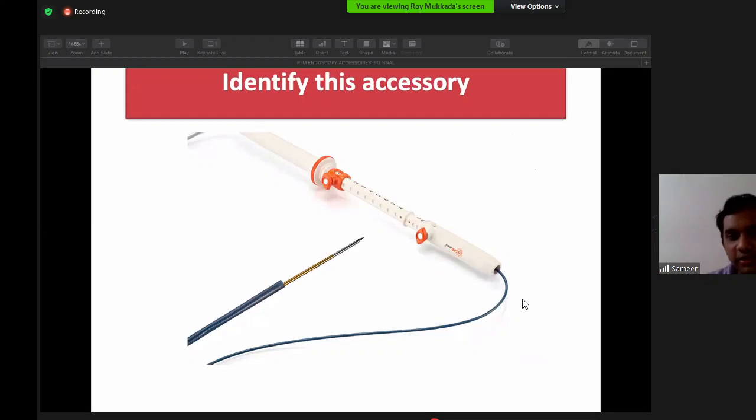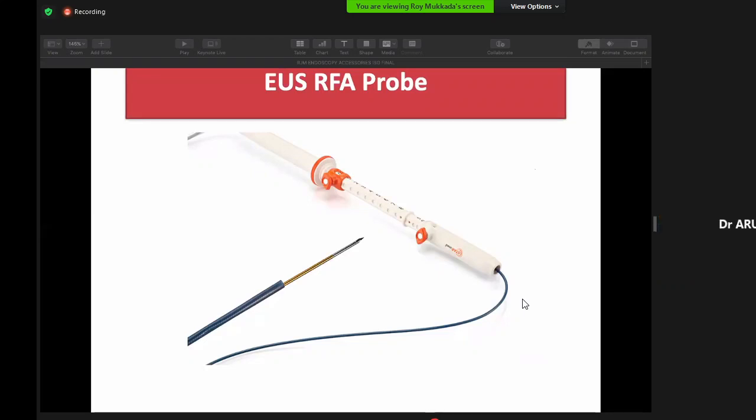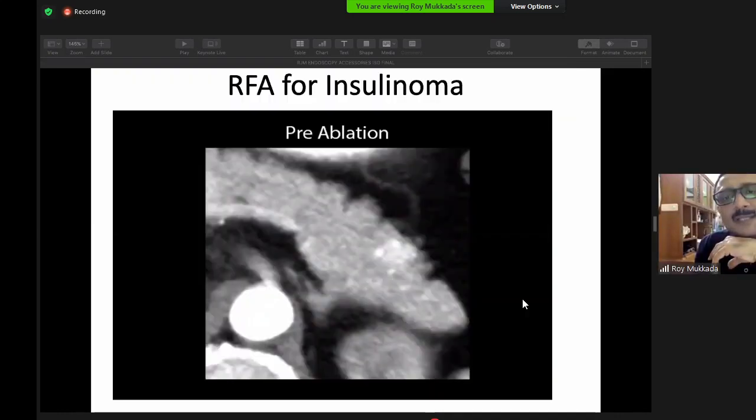For pancreatic lesions, we can puncture and do RFA. This is a pancreatic radiofrequency ablator, which is used endoscopically, by endoscopic ultrasound. You pass the ablator through the needle of the EUS FNA probe. This is one of our patients who had this done mainly because surgery was not possible, due to inoperability or old age.